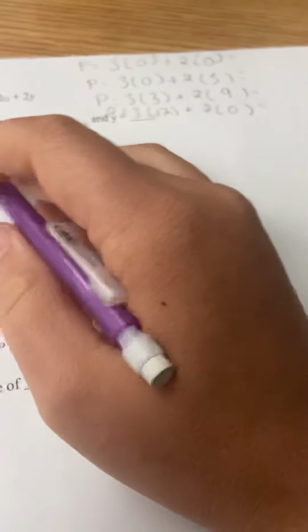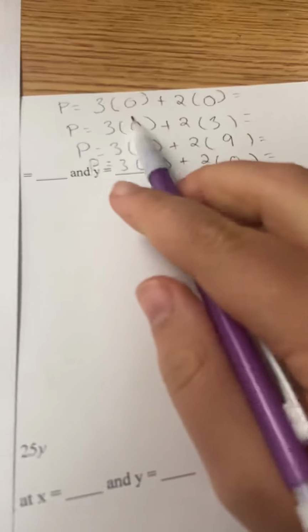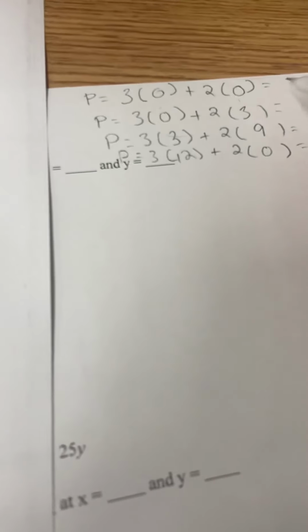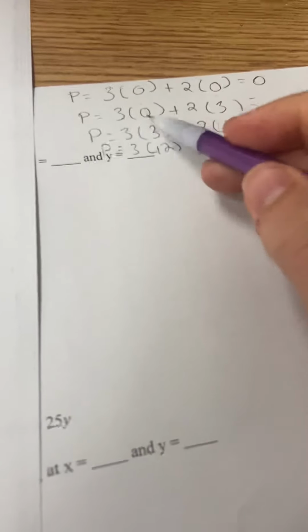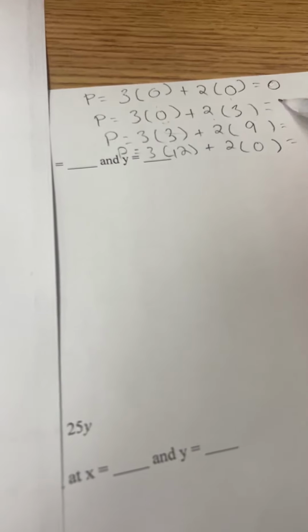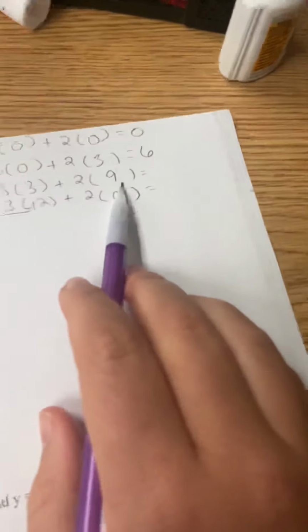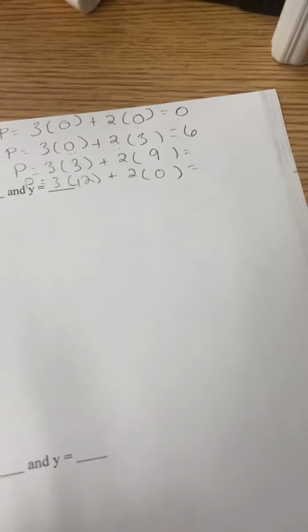I've got to find the maximum value, so I'm going to be looking for the maximum. So now if I have 3 times 0, that's 0, plus 2 times 0, which is just going to be 0. 3 times 0 is 0. 2 times 3 is 6, so 0 plus 6 is 6. 3 times 3 gives me 9, and 2 times 9 gives me 18. So 9 plus 18, that's going to give me 27.